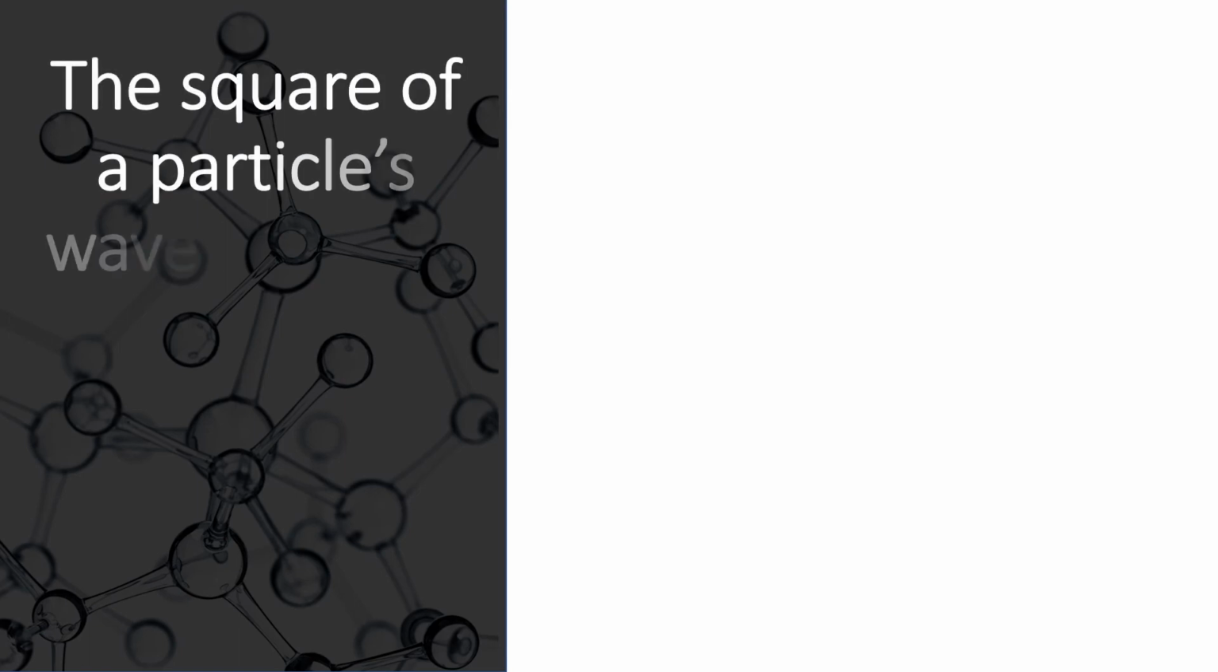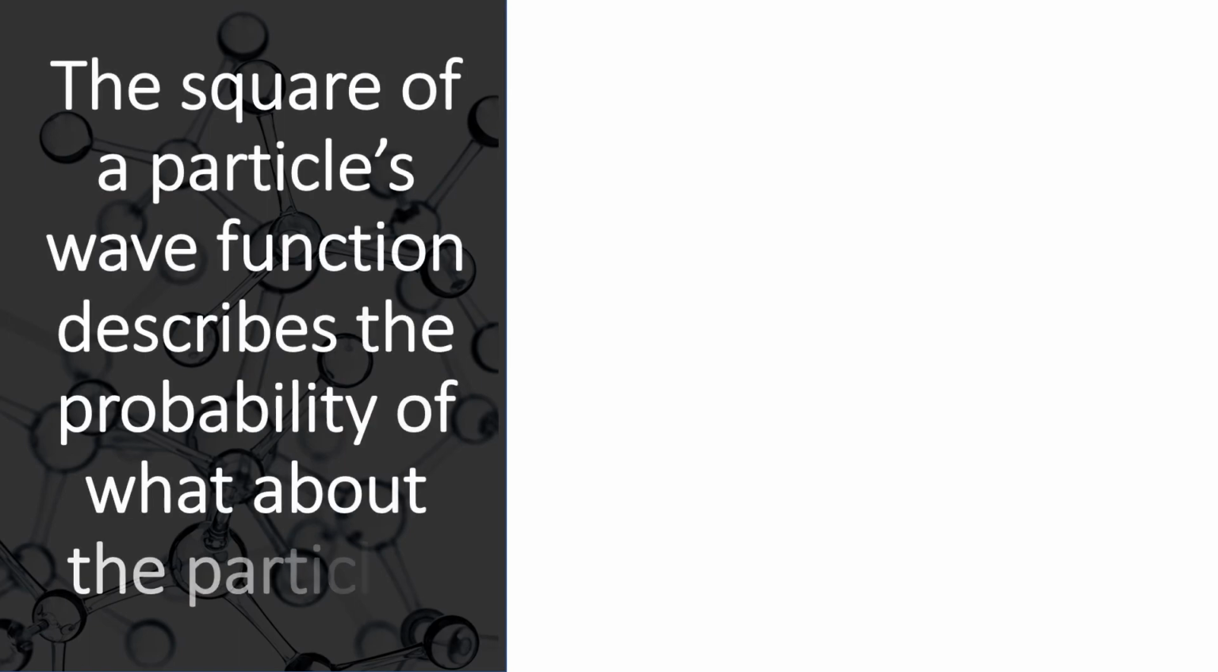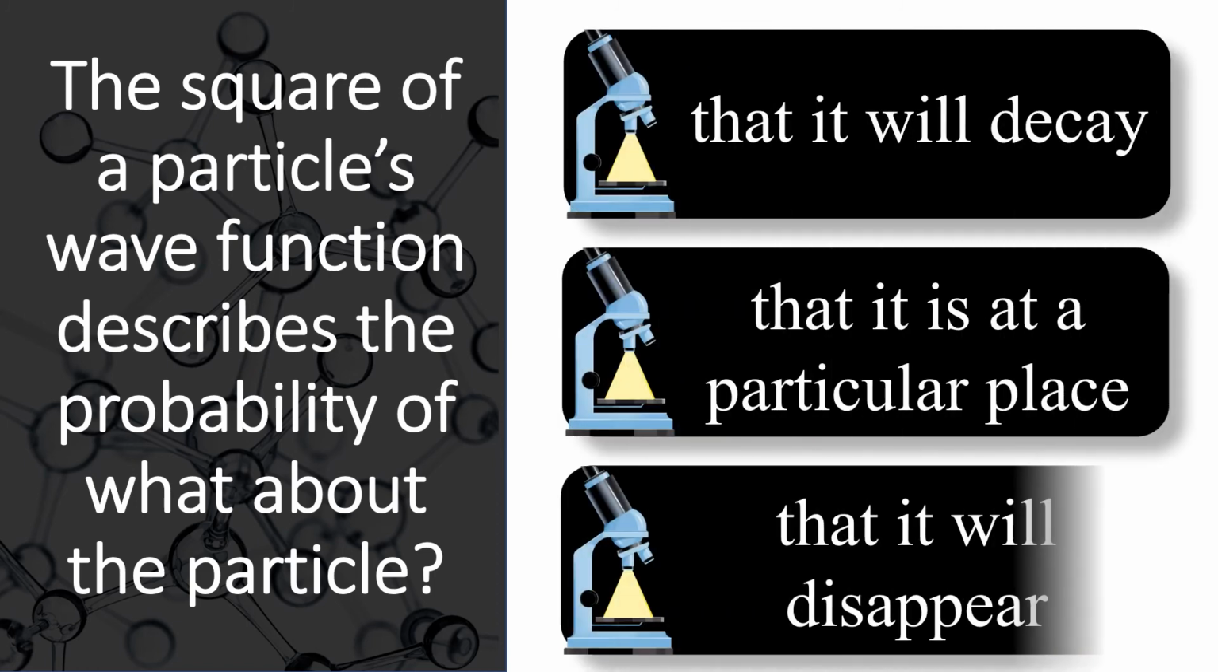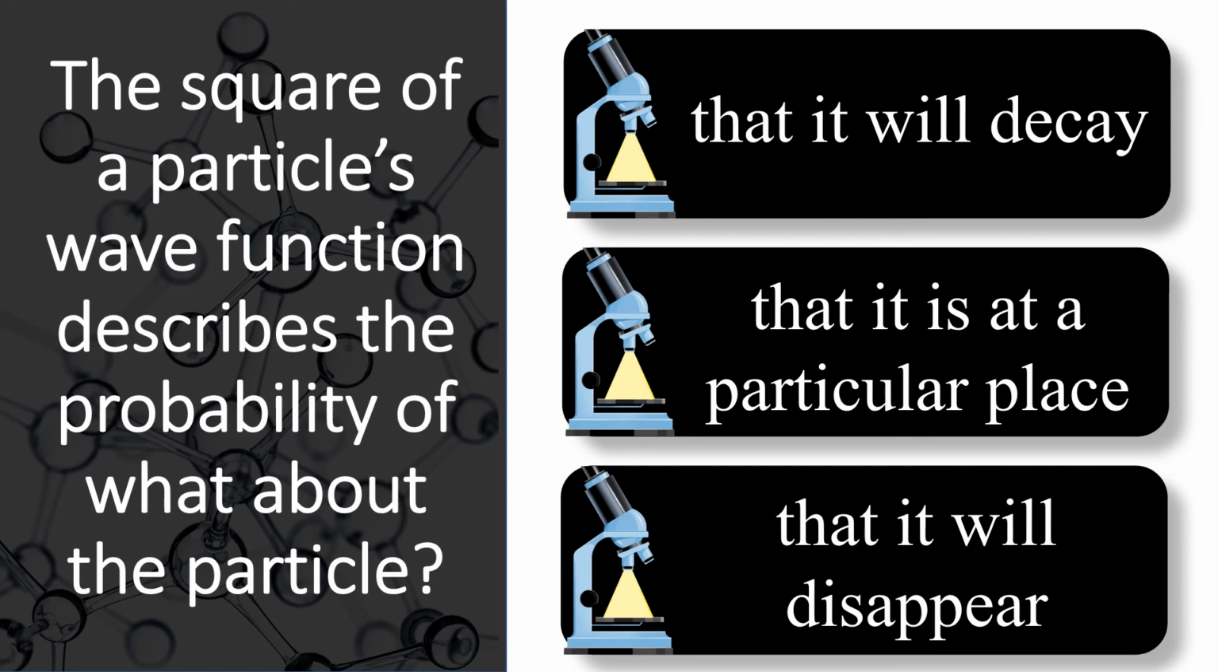The square of a particle's wave function describes the probability of what about the particle? Is it that it will decay? That it is at a particular place? Or that it will disappear?